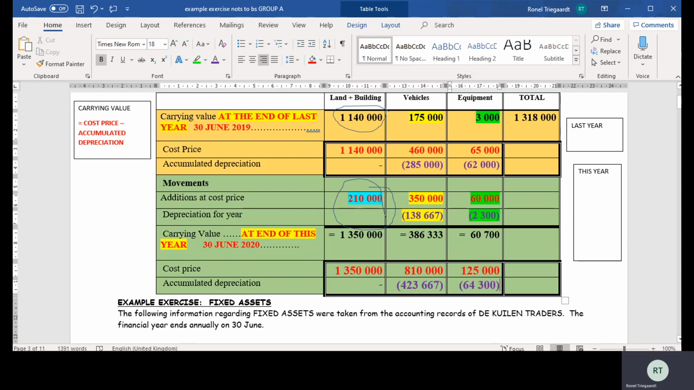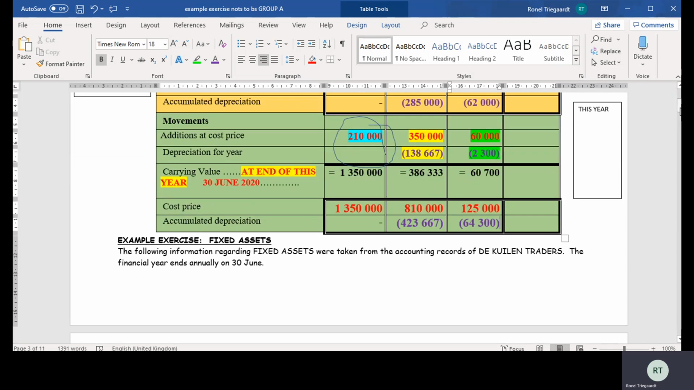Now let's see. You know that inside this note, there's actually a built-in verification. Verification means somewhere that you can check your amounts. Now let's have a look. What do you think is the built-in verification? You know that carrying value is cost price minus accumulated depreciation. This is the cost price, no accumulated depreciation, so the carrying value is the same. Cost price of 810 minus that accumulated depreciation should give you that amount. Check and see if it's right. To verify an amount means that you can check your answer. Is your amount correct? That's what verification means.